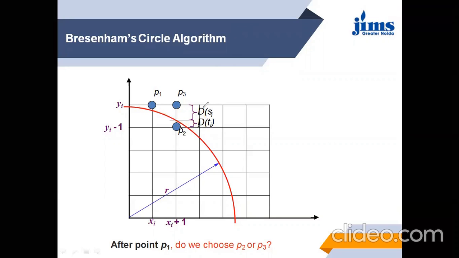Suppose this is DSI, meaning distance on the upper side. This is the distance on the lower side. We calculate this one. Now we have to find out the next pixel. To find the next pixel, we have to decide whether this pixel will glow or this pixel will glow. So we will find the difference between this one and the upper one and lower one. So we have to choose P2 or P1. Yes, let's come to the next slide.